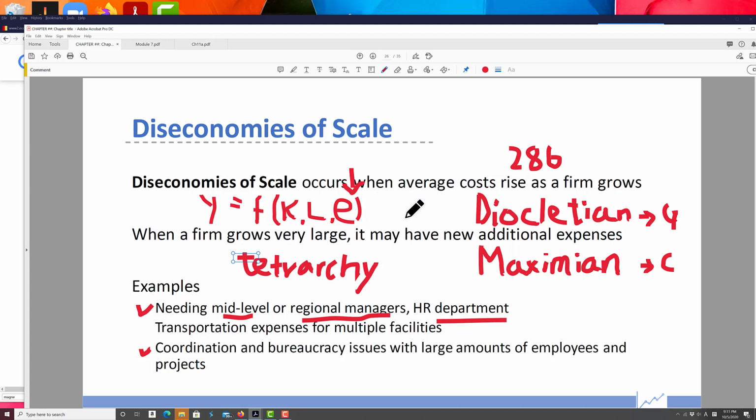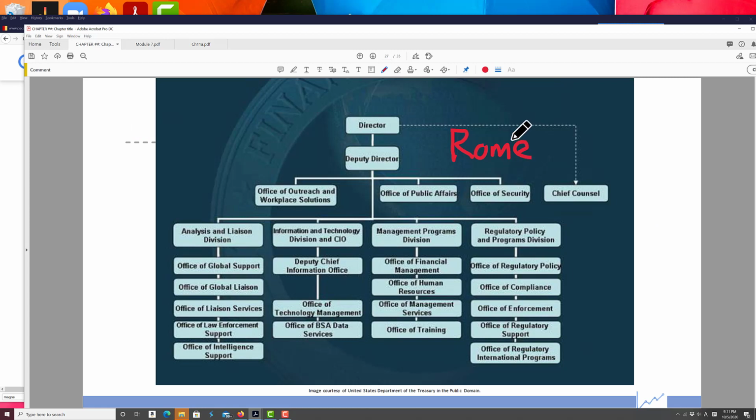So as the firm size gets bigger and bigger, eventually that one person, one boss cannot manage all these problems. So that explains the origin of diseconomies of scale. Okay, so the entire Roman Empire was managed by one person, emperor or imperator, but sooner or later all these bureaucratic problems emerge.